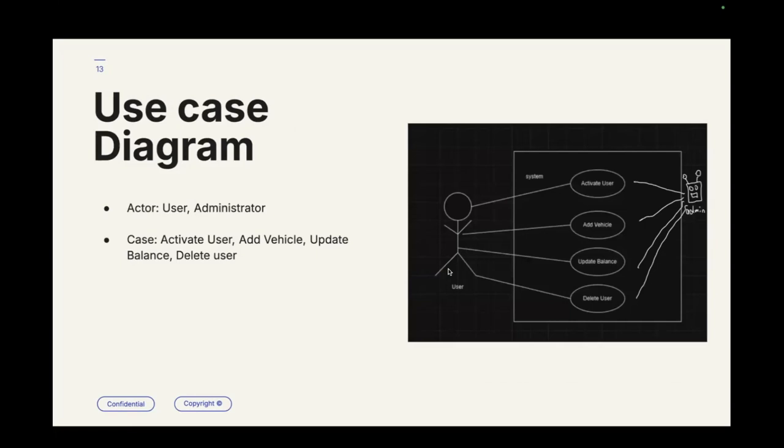For the use case diagram, I have 2 actors, which are user and administrator, and there are 4 cases, which are activate user, add vehicle, update balance, and delete user. The user can interact with all of the cases, and the administrator will see the interaction between the user and the cases in the backstage information.